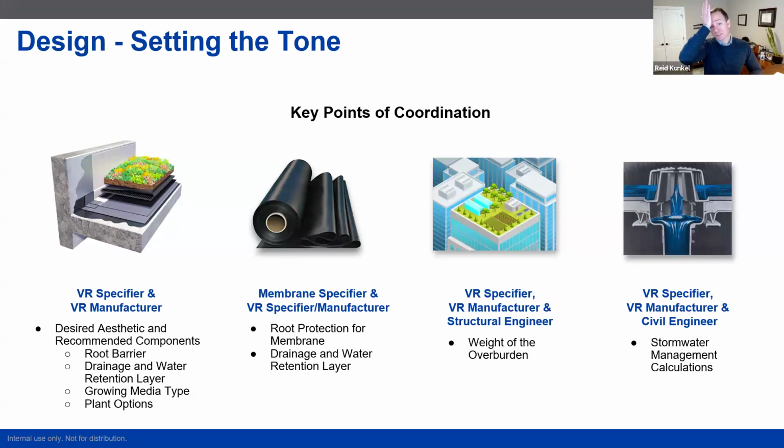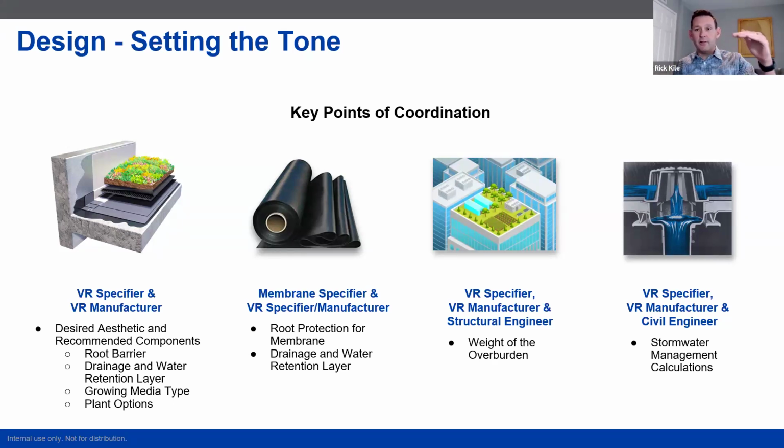So in your experience, what's the biggest coordination piece that's missed here? So I'll answer that two ways. One is any place where the membrane specification stops and the overburden starts. It could be the root barrier, it could be a drainage layer where we're stopping. If it's an inverted assembly, we're probably taking up through the insulation if we're the membrane specifier.